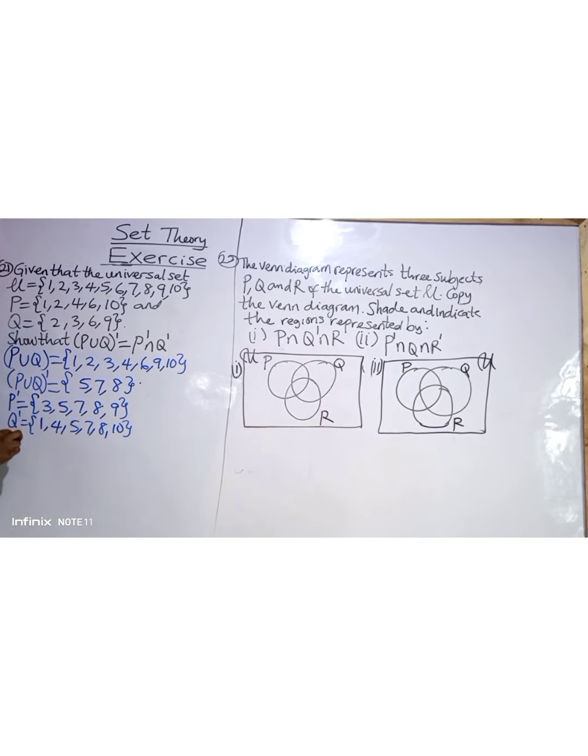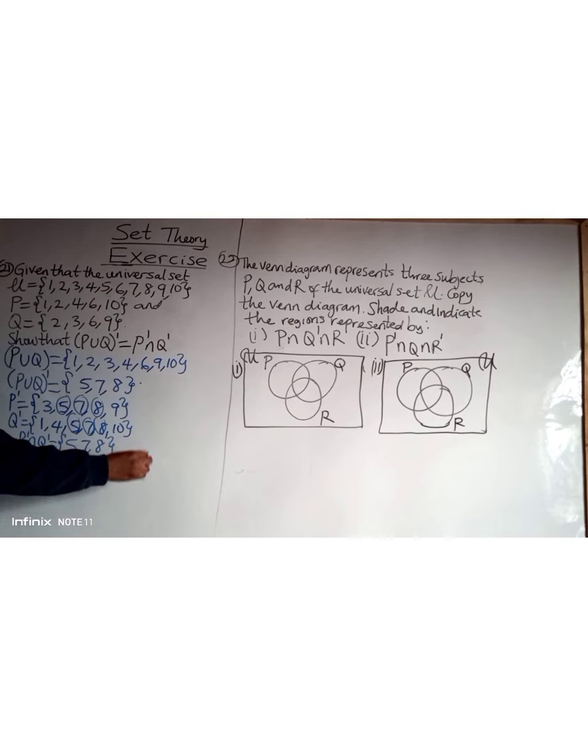So P prime intersect Q prime: all the elements that are common to both P prime and Q prime will be 5, 7, and 8. So hence, (P union Q) prime is equal to P prime intersect Q prime.